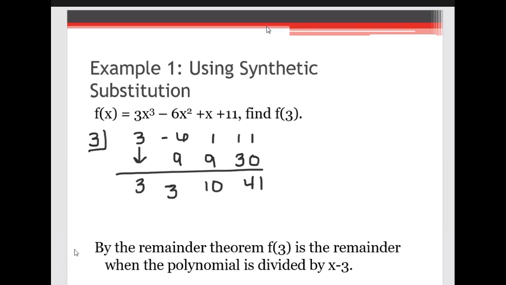So plugging in 3 for the x just made your numbers a lot larger. I was talking about 81, 54, 27, and adding all of those and subtracting them together. Where here you are adding relatively small numbers together. So f of 3 is 41. That's what synthetic substitution tells you. It also tells me that x minus 3 is not a factor of this problem because my remainder was not 0.